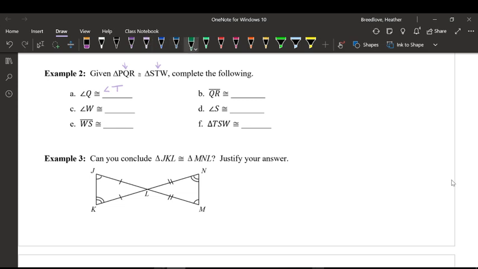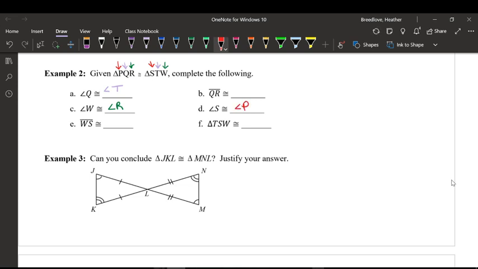And then angle W is the third letter of the second triangle. It matches the third letter of the first triangle. So angle R. And I like to do all the angles and then move on to the sides, so I'm going to go ahead and go to angle S. Angle S is the first letter of the second triangle, so it matches the first letter of the first triangle, angle P.